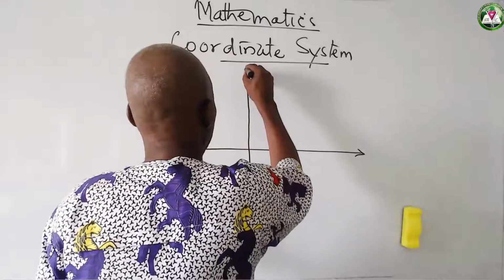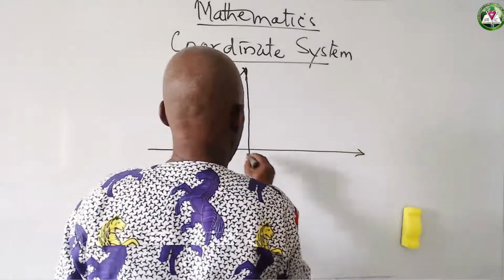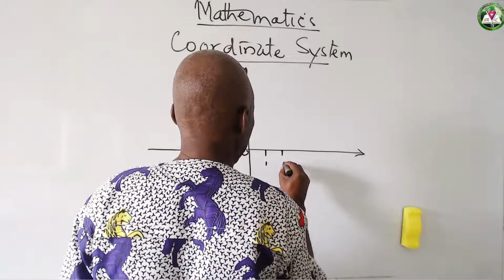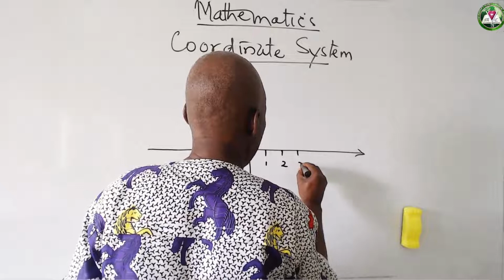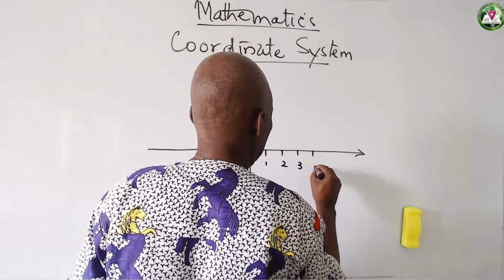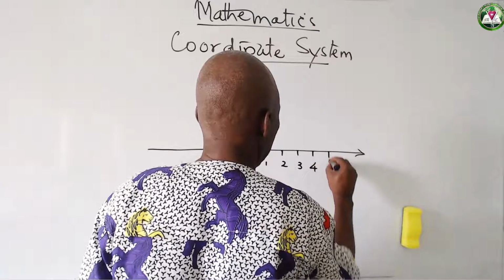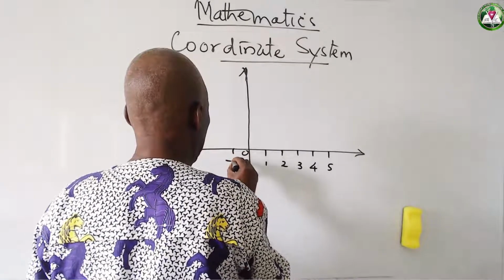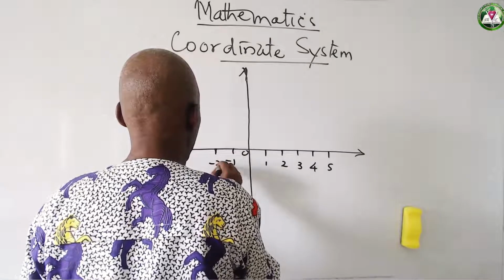Like that. That is what we'll be having. And that is where they started the numbering. Towards the right, for the horizontal, positively. Towards the left, for the horizontal, negatively, equally spaced out.